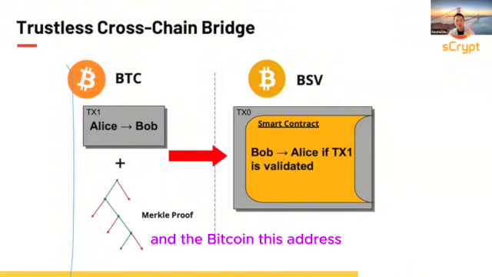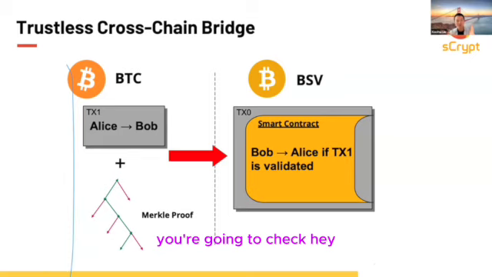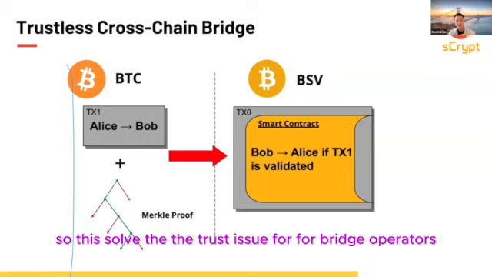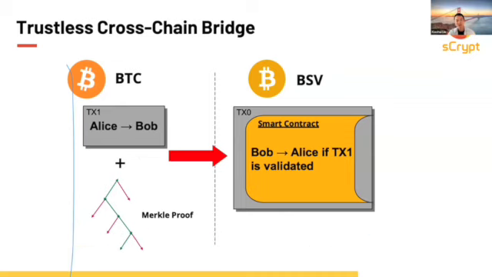After it's done, it burns the wrapped BTC and then sends the same thing, the block headers and the Merkle proof, back into Bitcoin. And the Bitcoin contract, this address, was holding the original 1 Bitcoin. You're going to check, hey, this is really one wrapped BTC and it has been burned on another chain. So you can now release the 1 Bitcoin that was previously locked. Okay. So this solves the trust issue for bridge operators, which is almost considered the holy grail for any kind of cross-chain bridge.